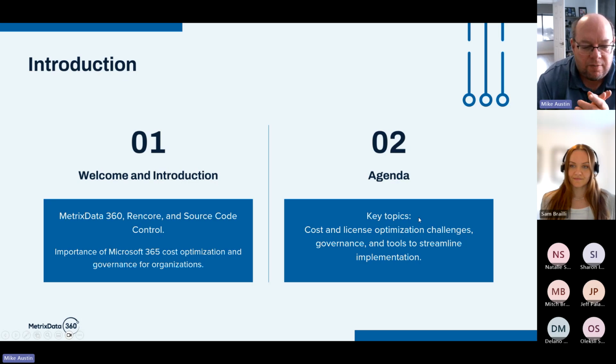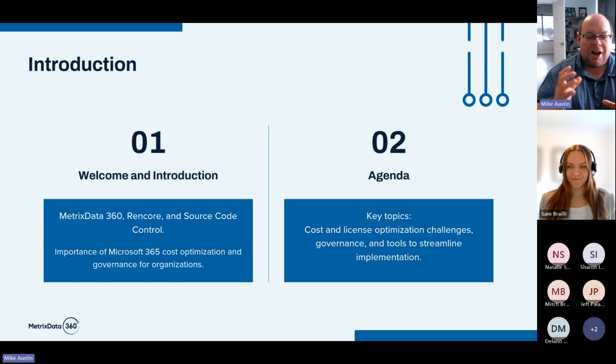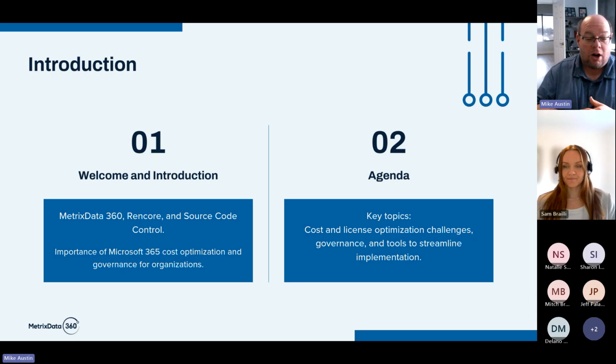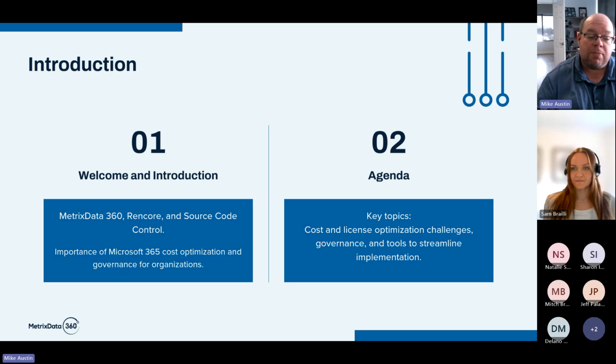So first off, Metrics Data 360 is an organization that does cost optimization and governance, especially around anything software asset license, software asset management, and cost optimization. For those of you that don't know us, we've got our partner Source Code Control here, and our partner Rencore. Rencore is a technology that actually helps with the governance around M365, and Source Code Control is our partner that actually can help implement Rencore as a technology and manage that for organizations.